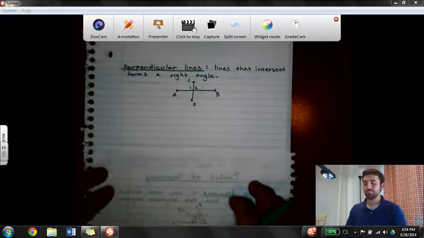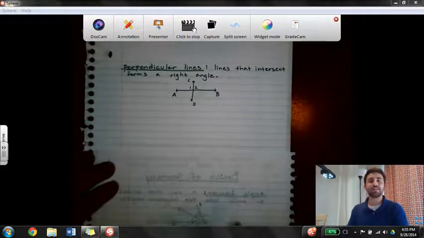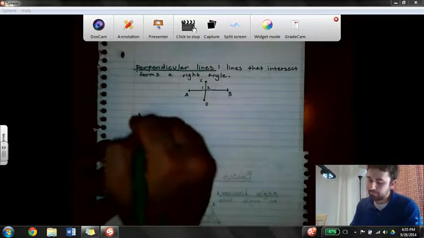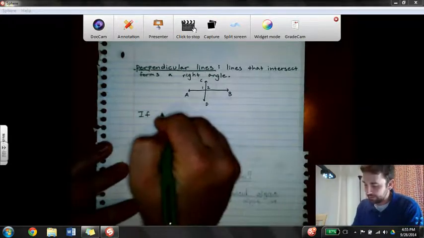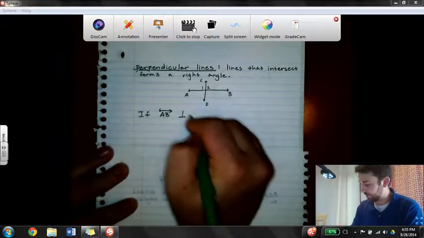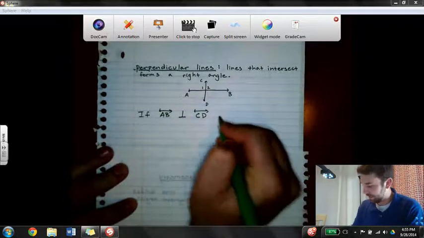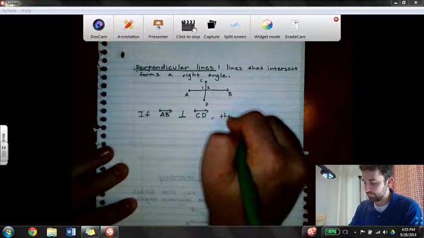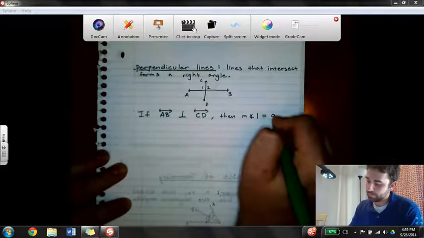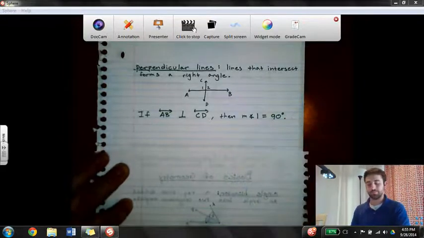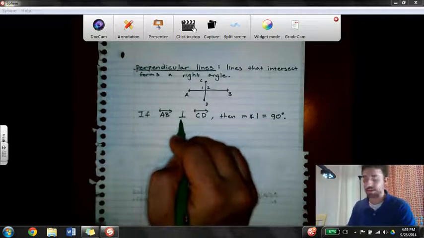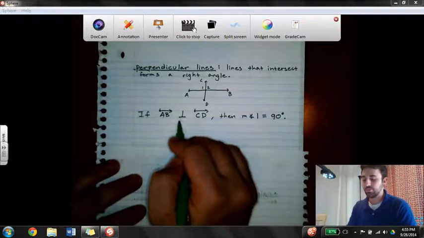Our next term is perpendicular lines. Lines that intersect to form a right angle. So, if the line AB is perpendicular to the line CD, then the measure of angle 1 is 90 degrees. And notice my symbol for perpendicular looks like an upside down T.